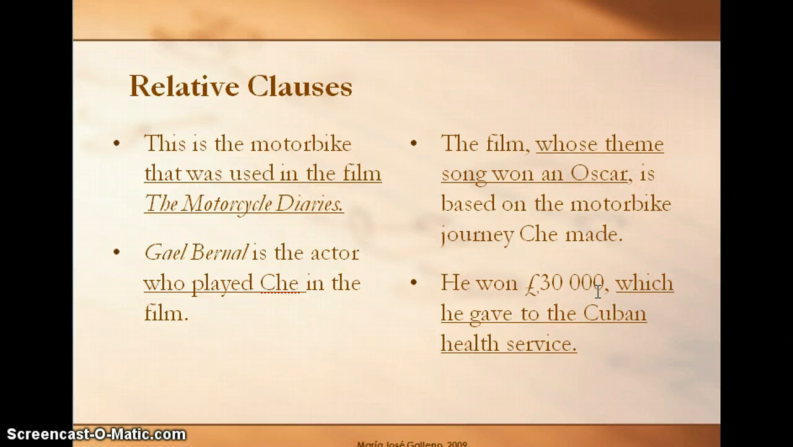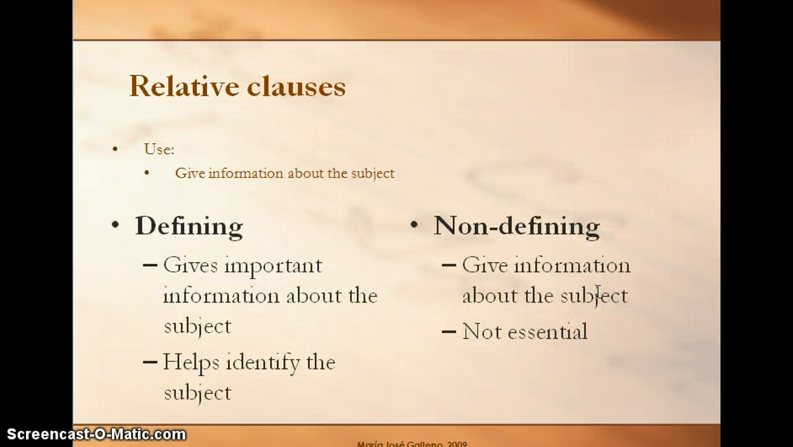So what is a relative clause? The main purpose is to give information about the subject. Whether that information is essential or not is where we define if it's a defining relative clause or a non-defining relative clause. Defining relative clauses give important information about the subject and help us identify the subject, whereas the non-defining gives information about the subject but it's not essential.